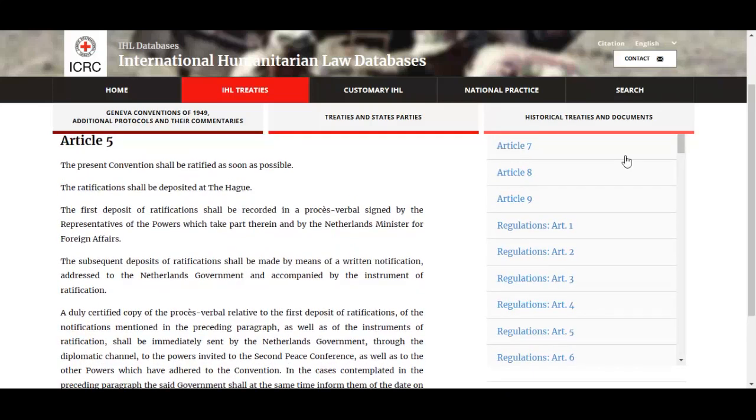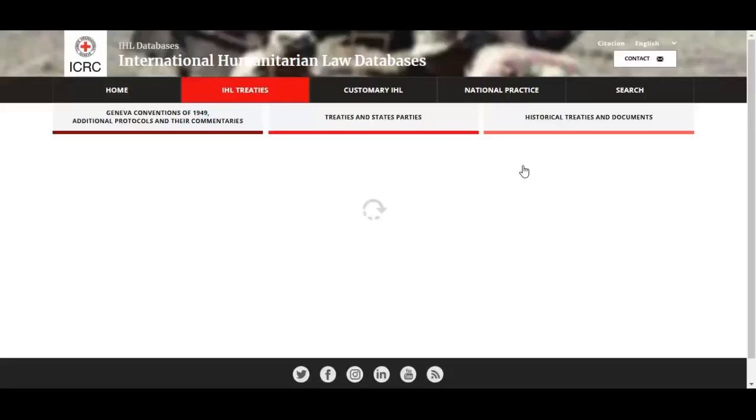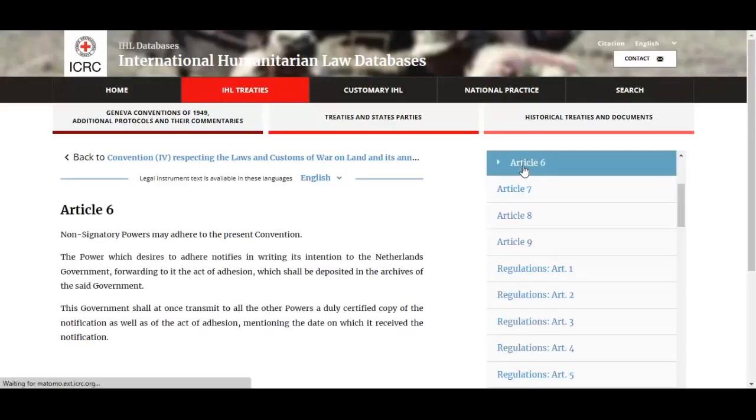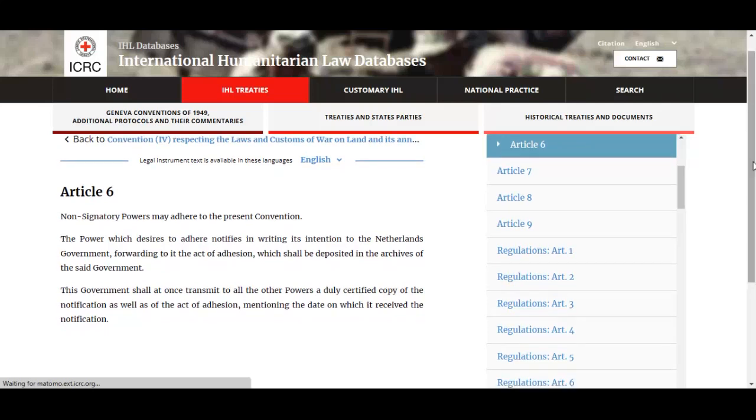So I'll go back up to Article 6. Non-signatory powers may accede to the present convention. So that just means those that hadn't signed on can, in the future, sign on and adhere.